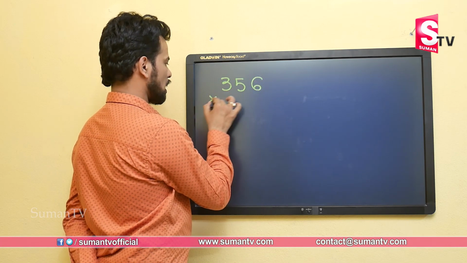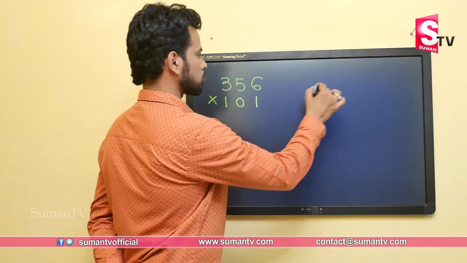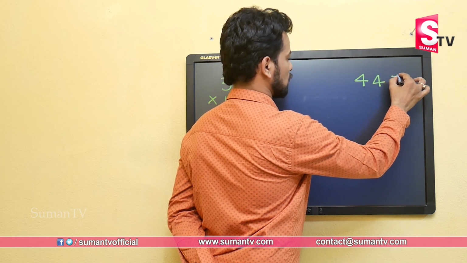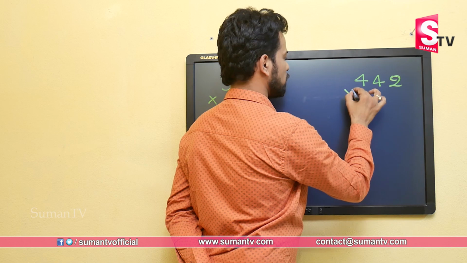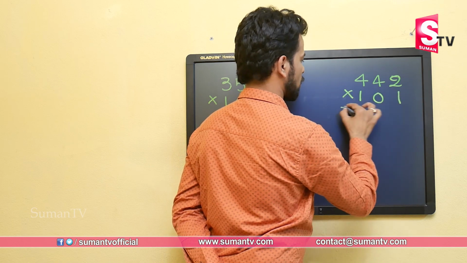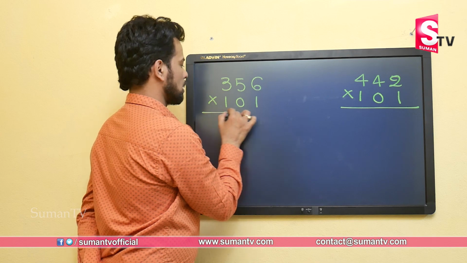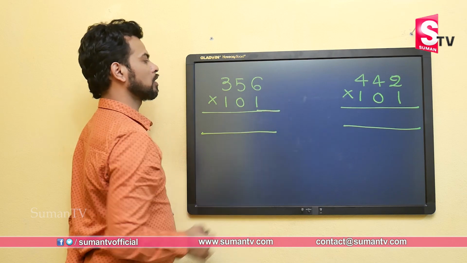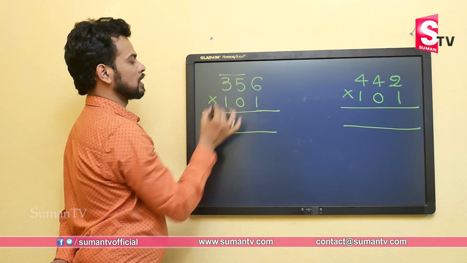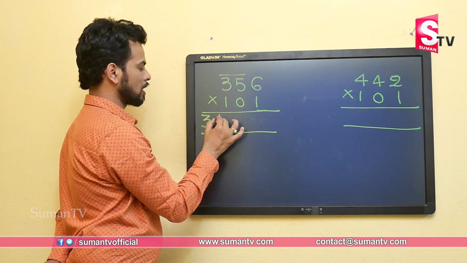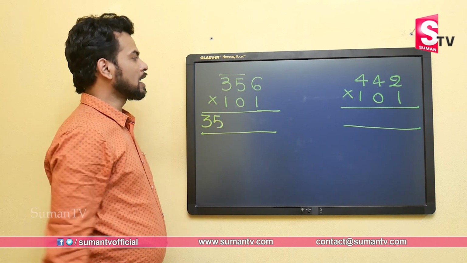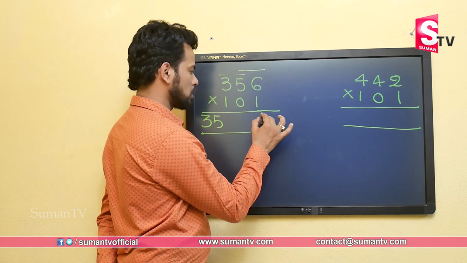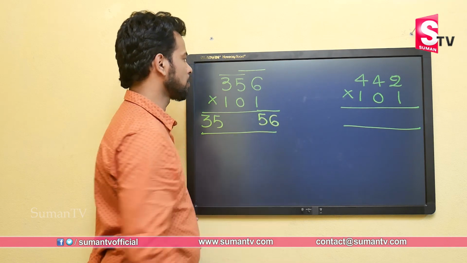356 multiplied by 101. Another one is 442 multiplied by 101. Okay? As I am solving, you also solve and try to get the answer. So here left side 2 digits are 35, so we will place 35 here. The right side 2 digits are 56, so we will place 56 here.